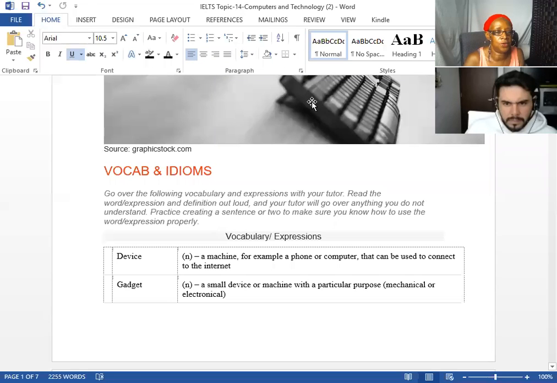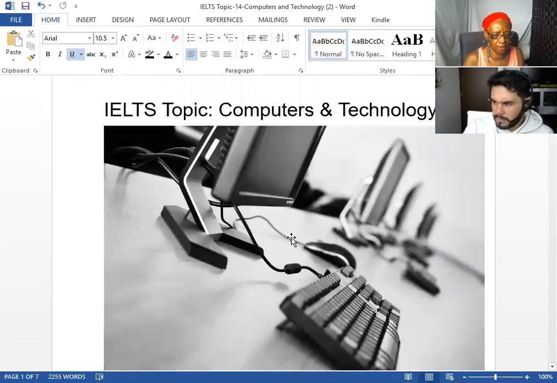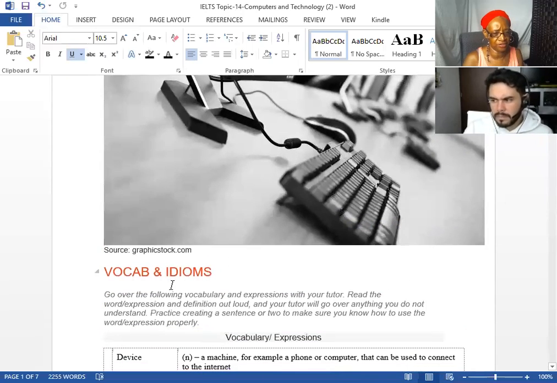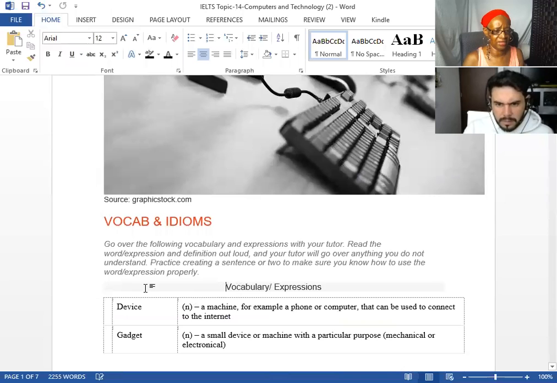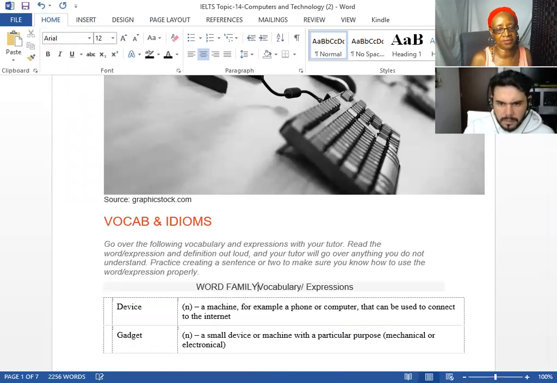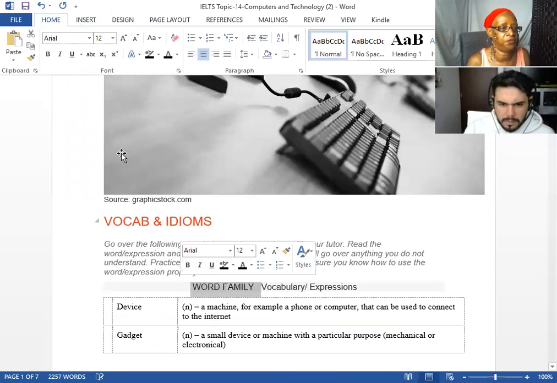Computer. So we're looking at families. Remember, I told you that it's important that you understand the family. So this particular family is going to be computers and technology, and this is the word family. You don't have to write anything down right now because I'm going to send you this word family.